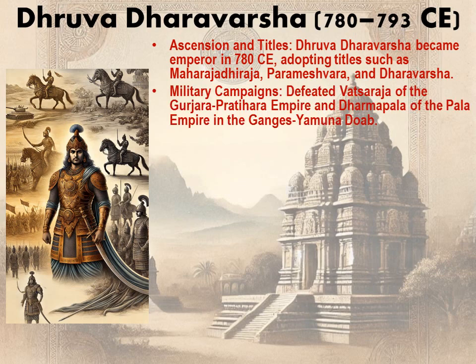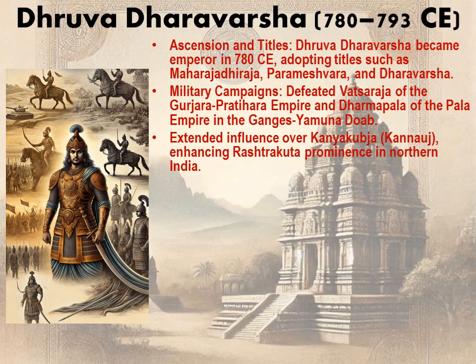Military campaigns defeated Vatsaraja of the Gurjara Pratihara Empire and Dharmapala of the Pala Empire in the Ganges-Yamuna Doab. Extended influence over Kanyakubja, Kanauj, enhancing Rashtrakuta prominence in northern India.